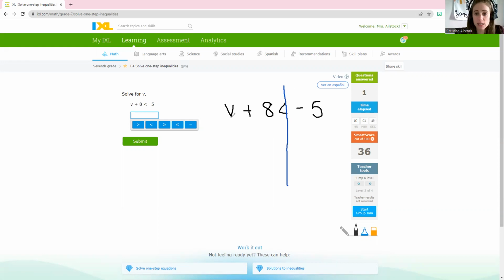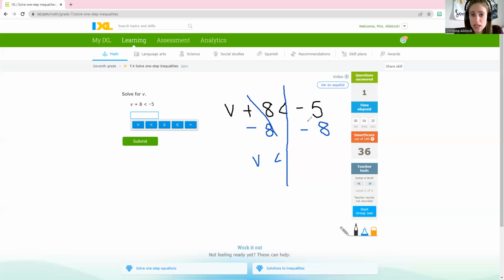So if we want to get V by itself, we've got to get rid of anything that's alongside it. Well, this plus 8 is on the same side as your variable, meaning we need to get rid of that 8. What is the opposite of adding 8? Subtracting 8. We are going to subtract 8 from both sides of our inequality. So when we do that here, 8 minus 8 is 0. So it goes away and we're just left with V. Bring down your inequality sign. And now we have -5 minus 8.